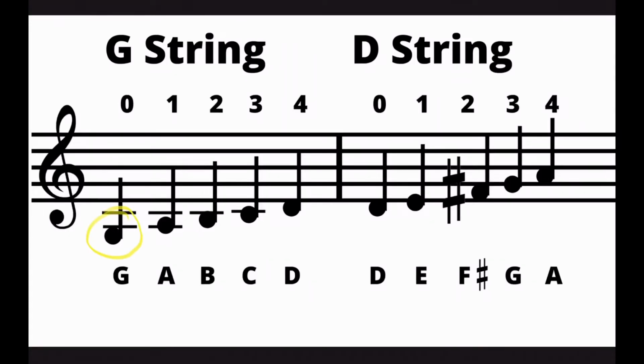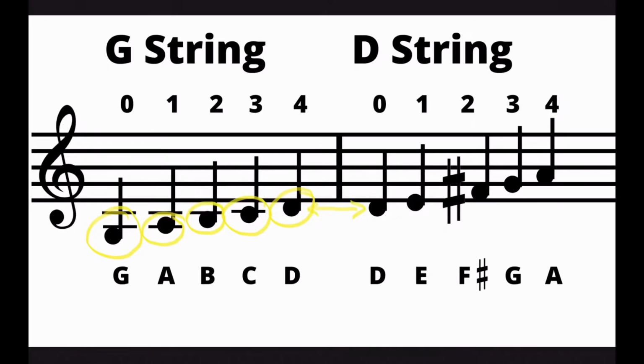On the G string, starting after the G, we climb up one step at a time. From a space note, we go to a line note, and we continue up in this pattern. So on the G string, we go from G with our open string to our first finger playing A, second finger playing B, third finger playing C, fourth finger playing D. And you will note that this D is the same as the first D for the D string.